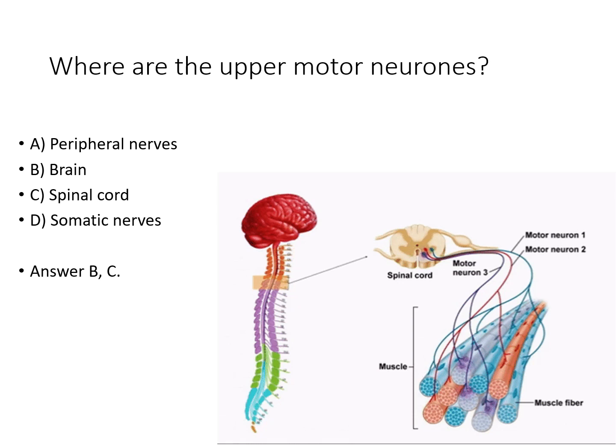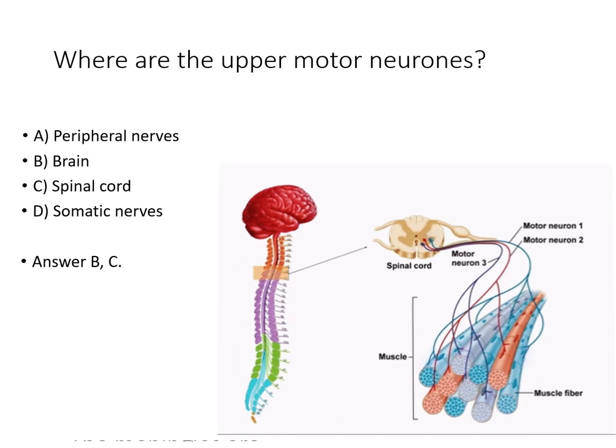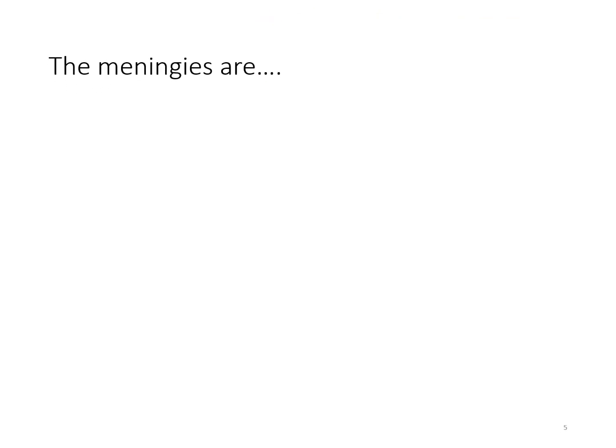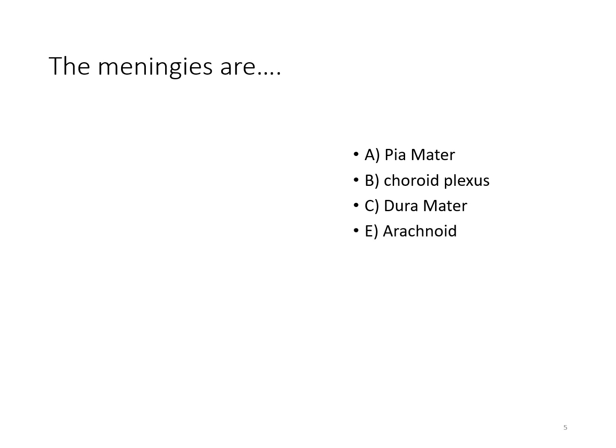So your central nervous system is your brain and spinal cord. So the meninges. When your meninges get infected, you get meningitis, itis meaning inflammation because of infection. So is it the pia mater, the choroid plexus, the dura mater, or the arachnoid? Which of those are the meninges? The answer is A, C, and E. So pia mater, arachnoid, and dura mater.